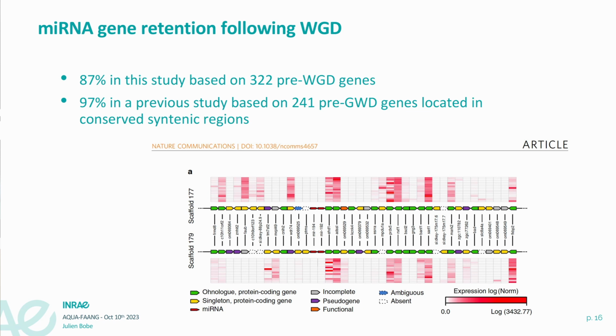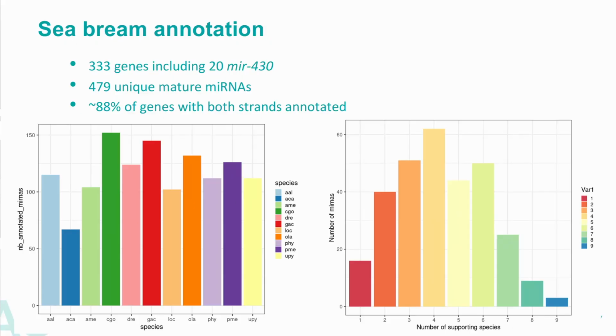So you can see an example of a duplicated region in rainbow trout, and you see that the microRNA genes in red are almost always present in duplicates. Okay, so we did the same thing. Rainbow trout was more difficult because of the duplication. We have to work from one TGD species and try to map on the two homologs. But for seabream, it was much easier, and we ended up with, okay, so you see the same type of information.